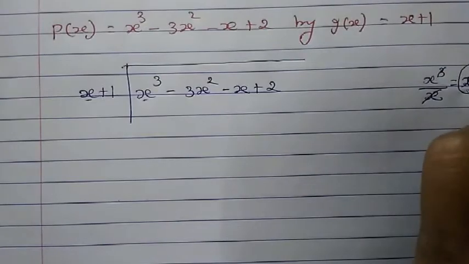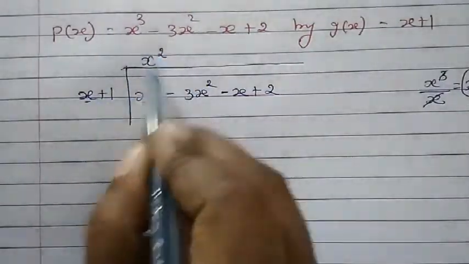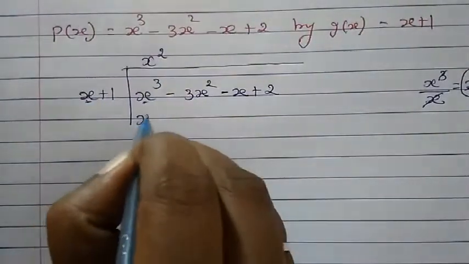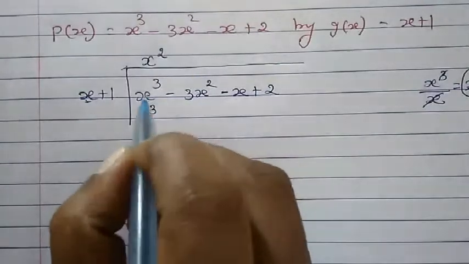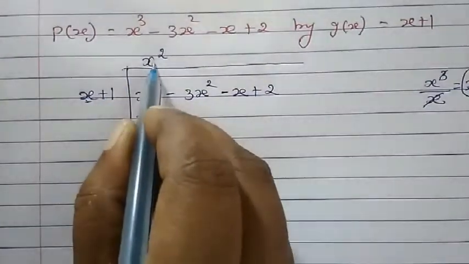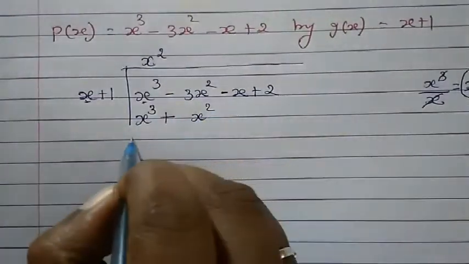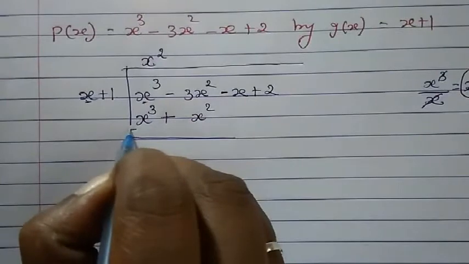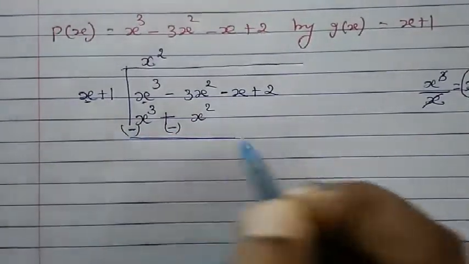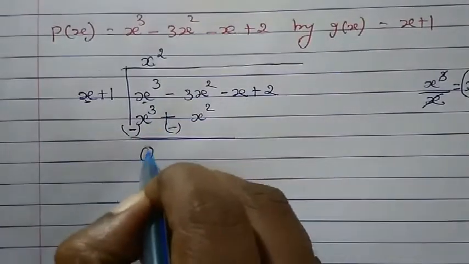So this x square you write down here in the quotient. x square. So now you multiply this. x into x square, what will we get? We will get x cube. Then what is here? Plus. And with 1 when we multiply, then we will get x square. So now change the sign. This becomes minus. This will become minus. So now x cube with minus x cube will get 0.